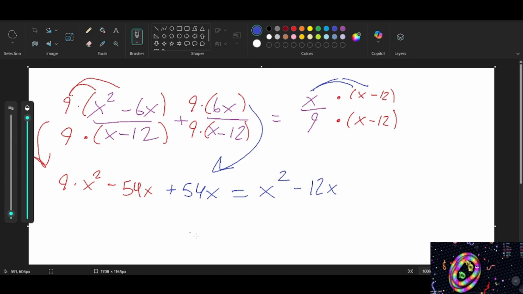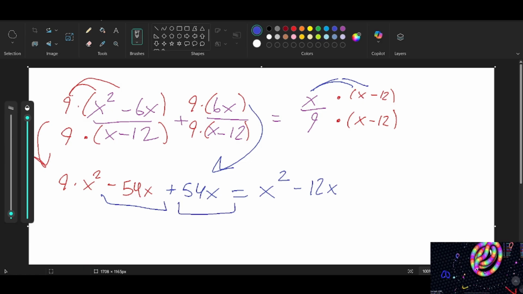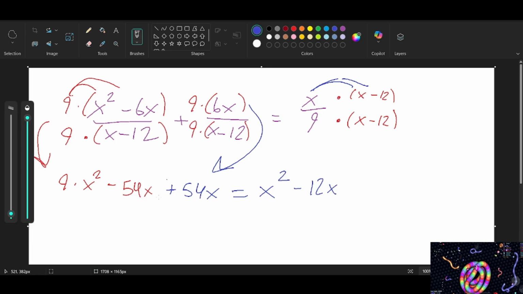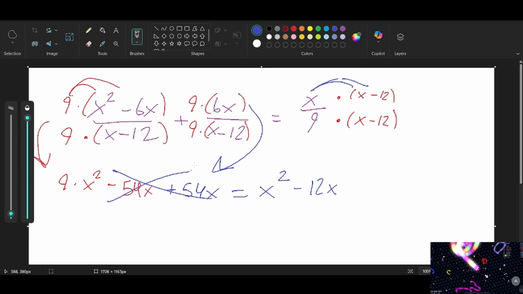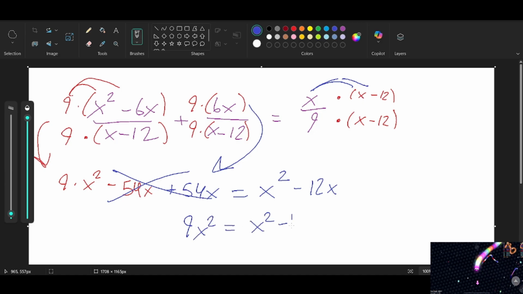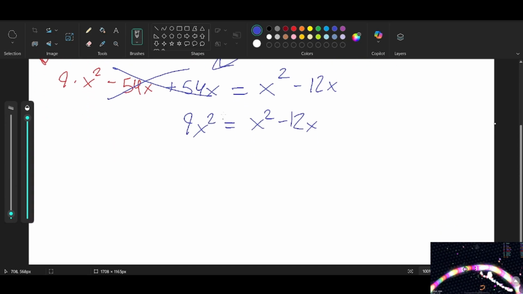So first thing I want to do, I want to get any like terms added, right? I see I have a negative 54x and a positive 54x. Negative 54 plus 54, that's just 0. So those cancel each other out. So I've got 9x squared equals x squared minus 12x. So that's nice. A lot less to worry about.